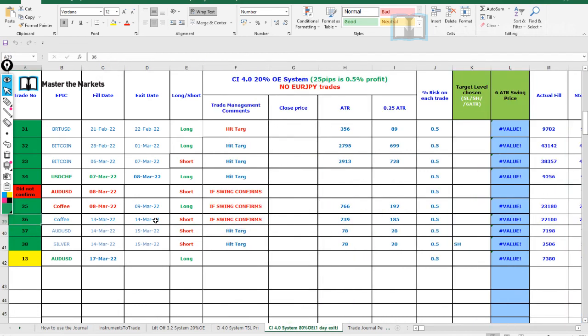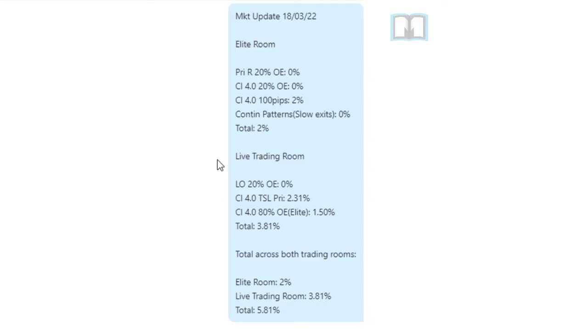Okay, looking at what we are looking at in the markets. Now, we have put all of this together in terms of the elite room and the live trading room. Let's take a look. Update for the 18th March 2022. Elite room: 2 strategies flat, 100 pips, 2% up. That's what we've got over here. Live trading room, on the other hand, you can see flat on the liftoff. TSL primary, nice, good profit of 2.31%, and then 80% OE, 1.50% up for this week. Overall, 3.81% up for live trading room. Altogether, both rooms together is 5.81% up this week.